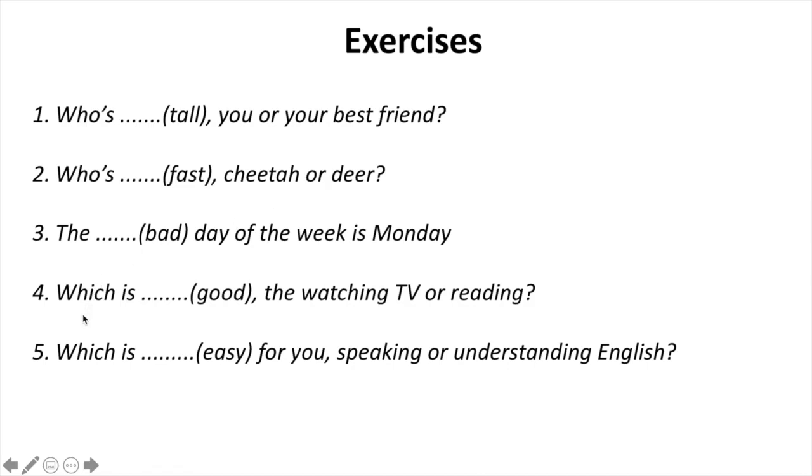Number four, which is, watching TV or reading? Which is better, watching TV or reading? Which is better, watching TV or reading? And the last one, which is, and we're using easy for you, speaking or understanding English. So we have two things, speaking or understanding English. This is a short adjective, which is easier for you, speaking or understanding English.